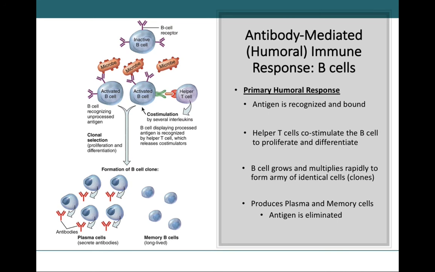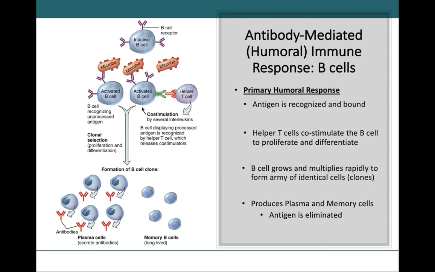So now that we've discussed our adaptive immune system's cell-mediated response, it's time for us to start looking into the humoral response, which is the other branch of our adaptive immune system. The humoral response is also known as our antibody-mediated response, and this response is facilitated by our B cells. B cells are the drivers of our humoral immunity, just as our T cells are the drivers of our cell-mediated immunity.